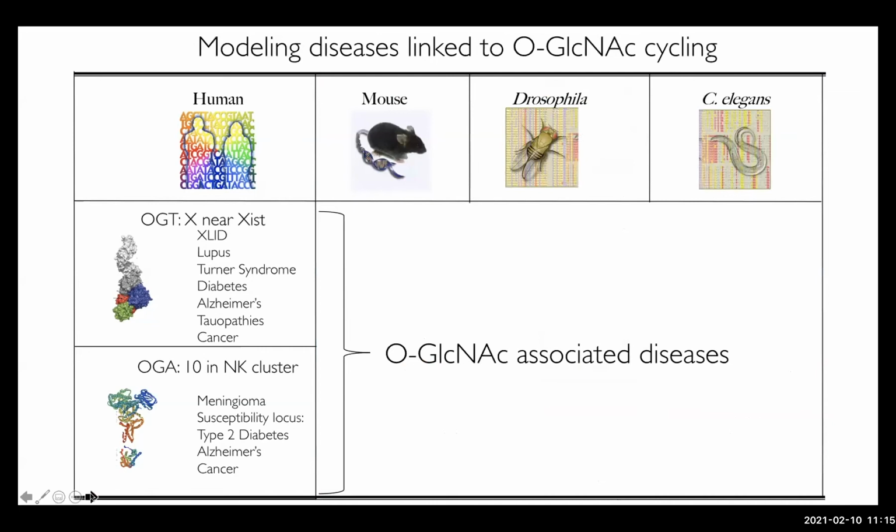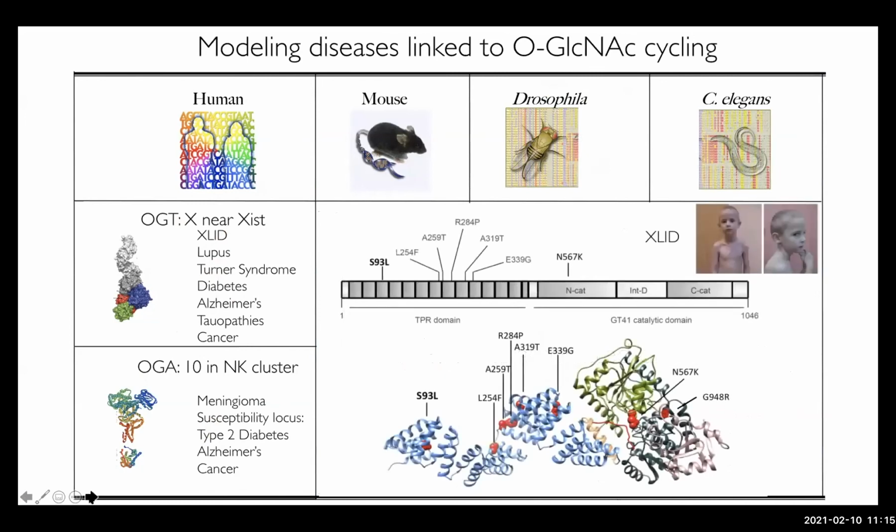So when we think about O-GlcNAc associated diseases and modeling them, these are the human diseases, lupus that we talked about, meningioma, type 2 diabetes. How do you model that with mouse or with simple model systems? And this has become even more important now that we know that a form of X-linked intellectual disability in man, so-called XLID, X-linked intellectual disability, is associated with mutations in O-GlcNAc transferase at many sites, not only the substrate binding TPRs, but 2 sites in the catalytic domain.